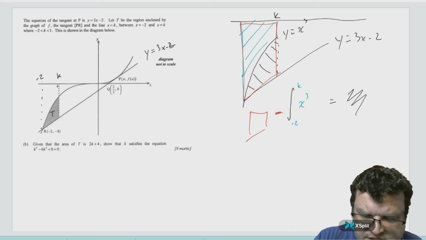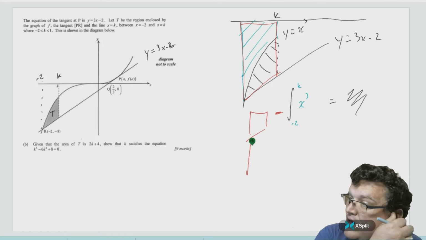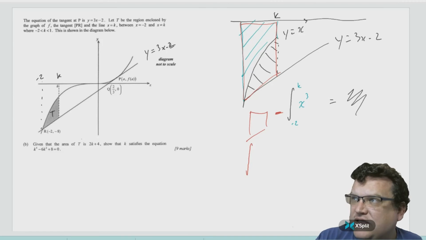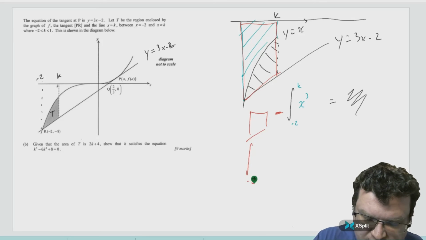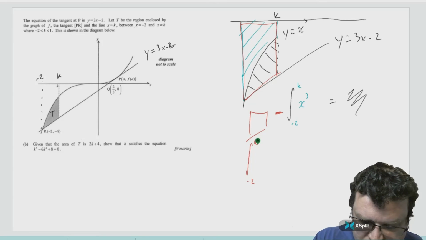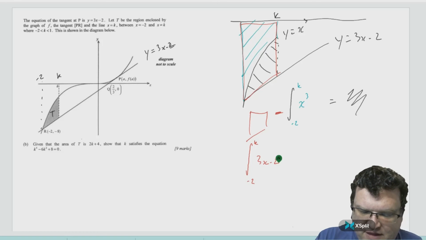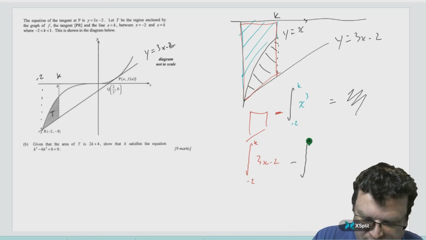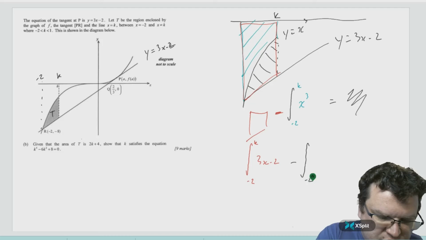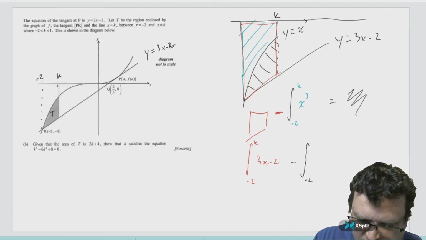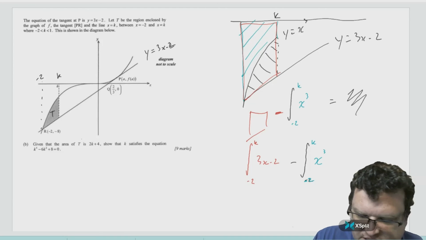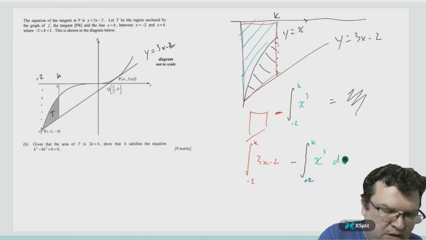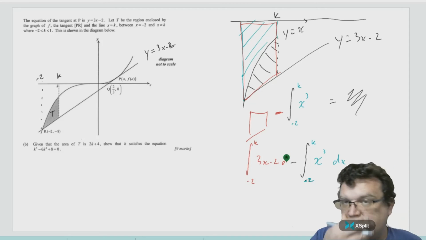The area bound by the red trapezium there is going to be the integral from -2 to k of this function, which was 3x - 2. And then from that, I'm going to subtract the integral, as I've written up here, let's stick with blue while we're here, from -2 to k of x³. Of course, these should both say dx, and that should give me what I want.